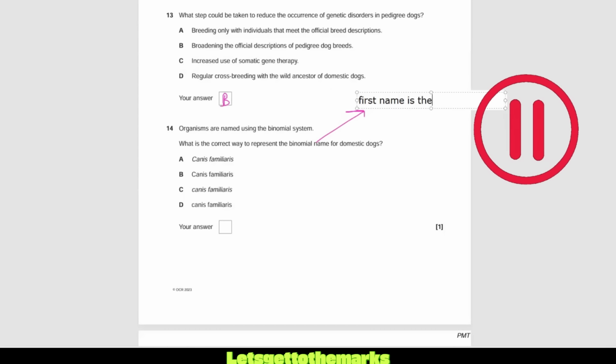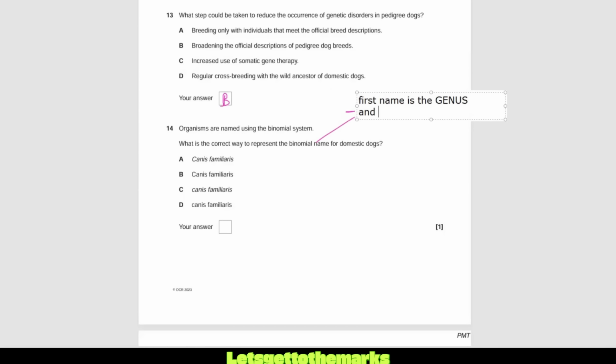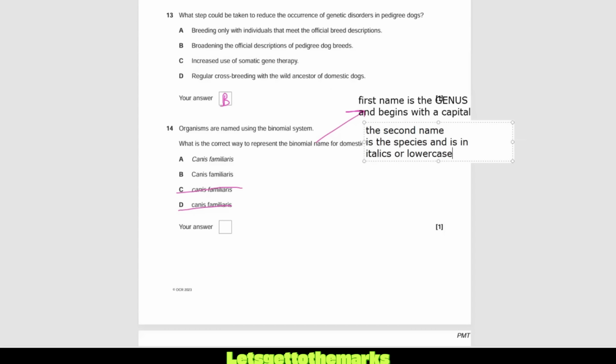is the genus and begins with a capital. So we're looking for the one that begins with a capital. So it can't be C or D. The first name is always the genus and it always begins with a capital. The second word, or the second name, is the species and is in italics or lowercase, no capitals. So it depends whether it's typed or what, but it's in italics or lowercase.